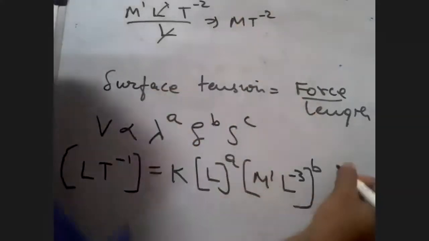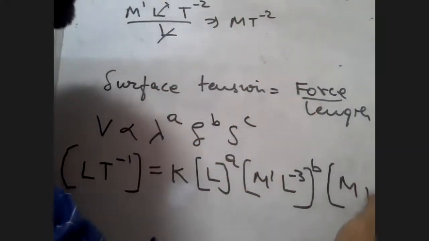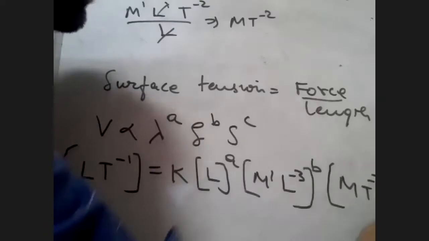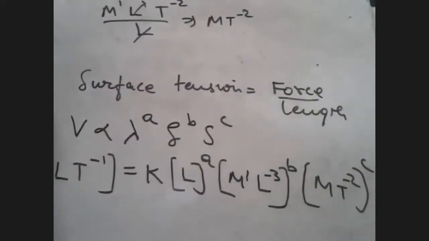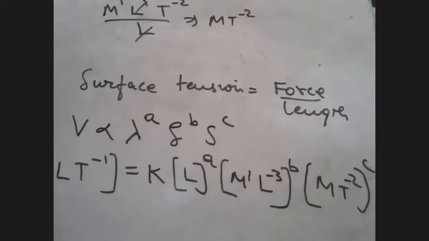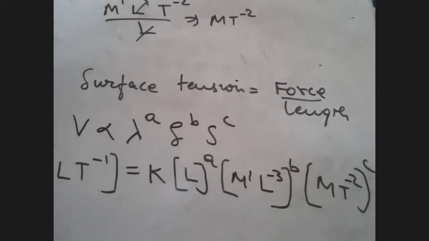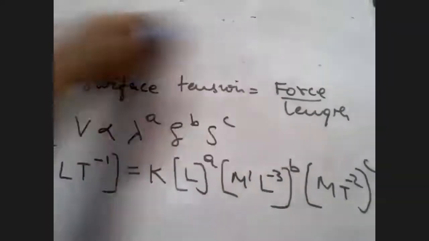Substitute that over there. What will you get? M T raised to -2, whole raised to some c. Okay, this is what you will get. I hope you all are able to see it. So now what you all can do? See where all L is, take it out and solve the exponents. So I'll write it on top here.